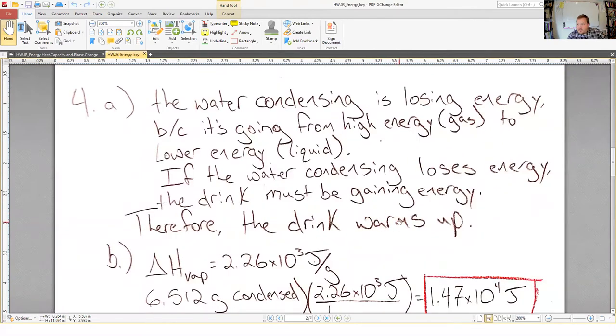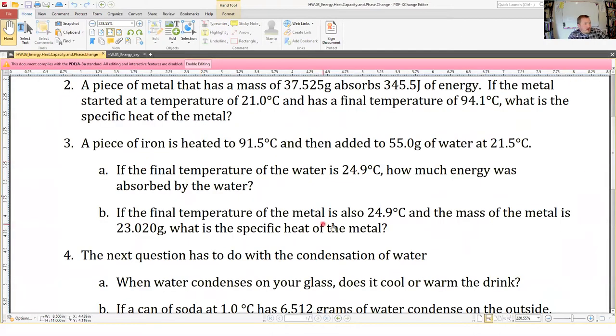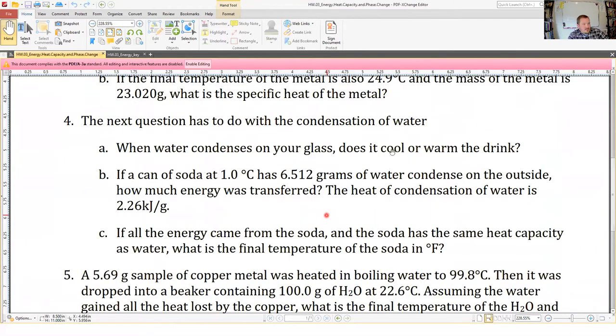Four is getting into what we're going to talk about in more detail. So I'm going to go through four, and then we're going to talk about it again in a second to really solidify it in your head. The question for four was, if water condenses on your glass, does it cool the drink down or does it warm the drink up?